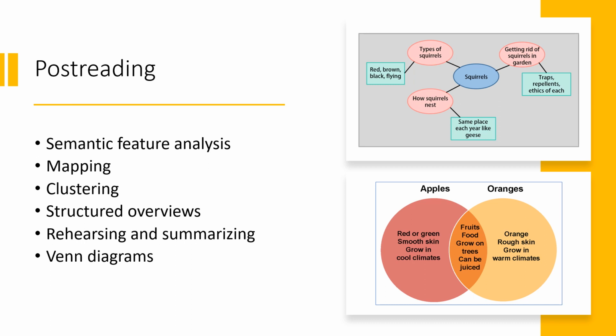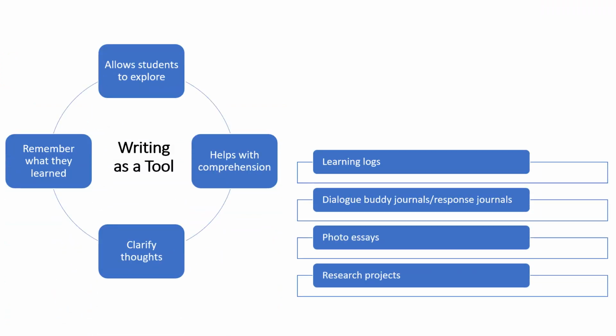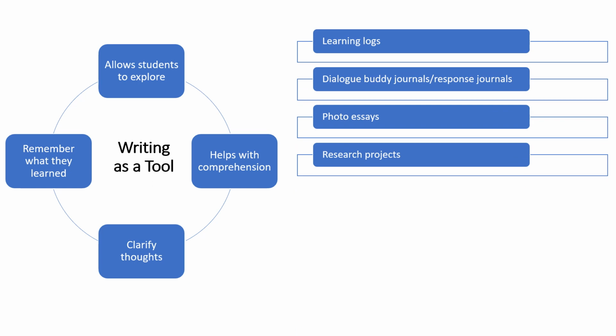Venn diagrams, like the one here in the corner, are useful for comparing and contrasting. Reciprocal teaching involves students becoming teachers within their own groups. Writing is a great tool to use in post-reading. Some strategies for writing are learning logs, dialogue buddy journals, response journals, photo essays, and research projects.